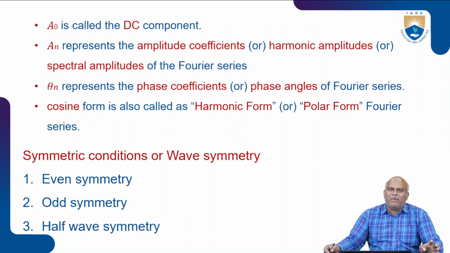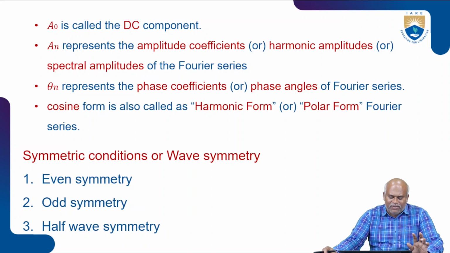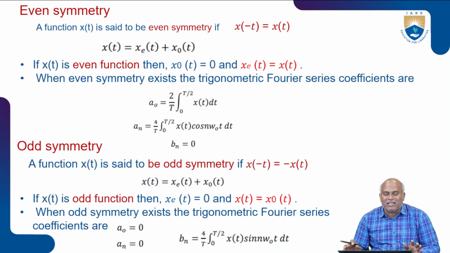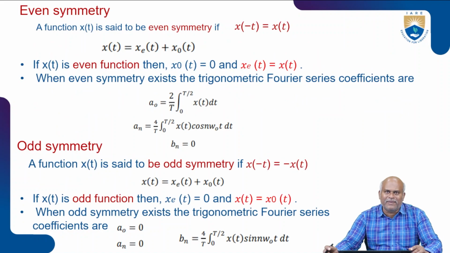This has three types of symmetry conditions: even symmetry, odd symmetry, and half wave symmetry. The Fourier series is considered for these three types of symmetry. First we go for the even symmetry. A function x of t is said to have even symmetry.